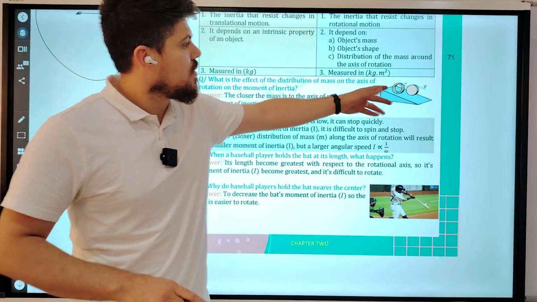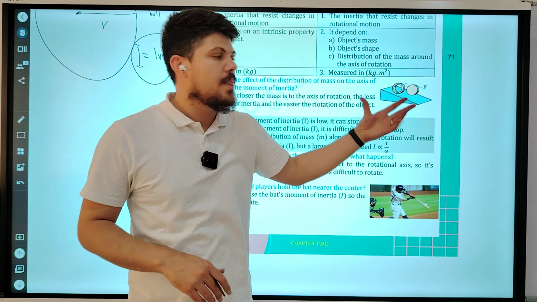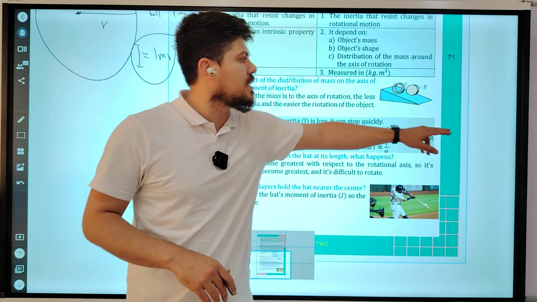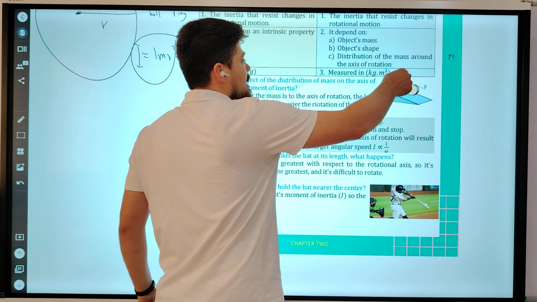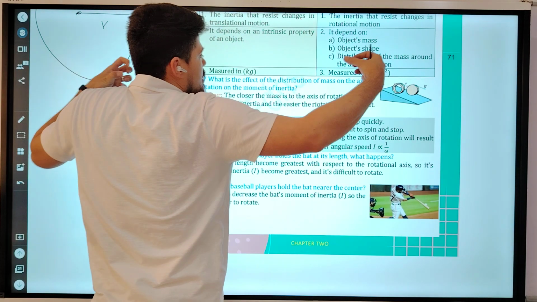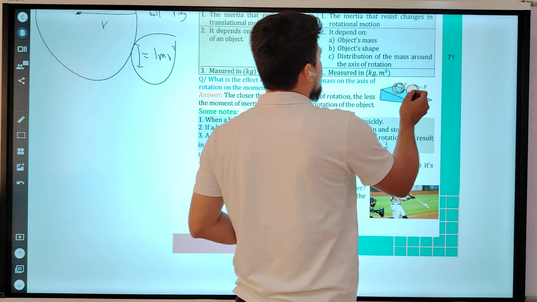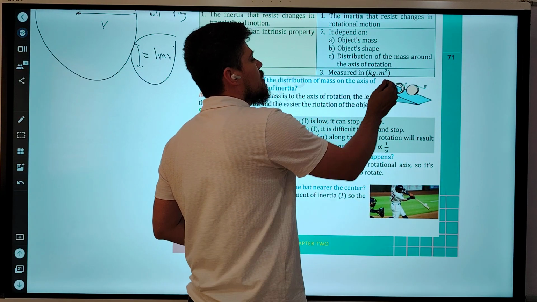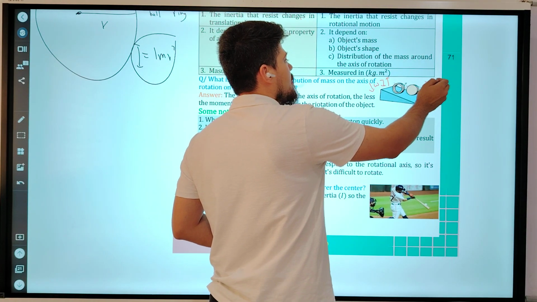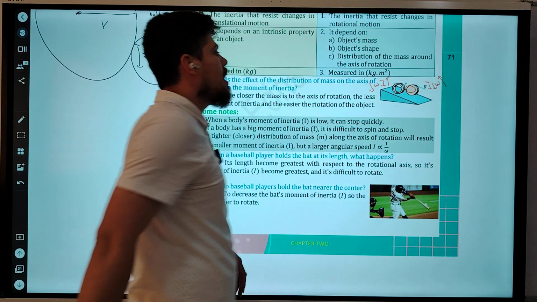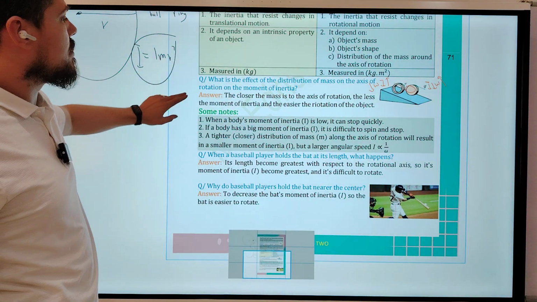How many shapes do we have? As we can see in this figure, we have two shapes, with the same radius and same mass. But different what? Different shape. Why? Because the mass is distributed evenly through the disc, through the axis of rotation. But for the ring, the mass is distributed around the rim, the edge of the ring. So which one has more moment of inertia? The ring has more moment of inertia but less angular speed. The disc has less moment of inertia and more angular speed.